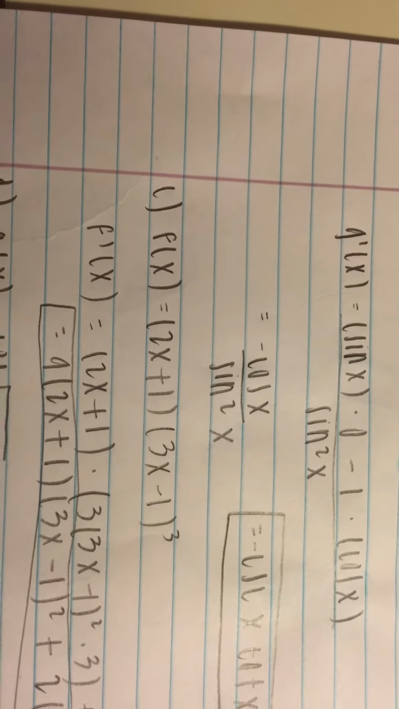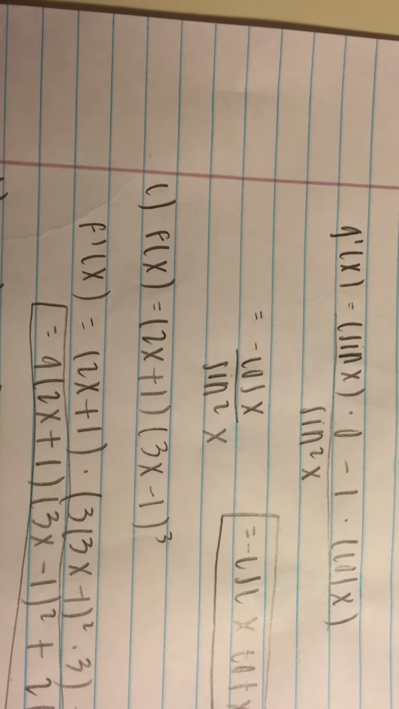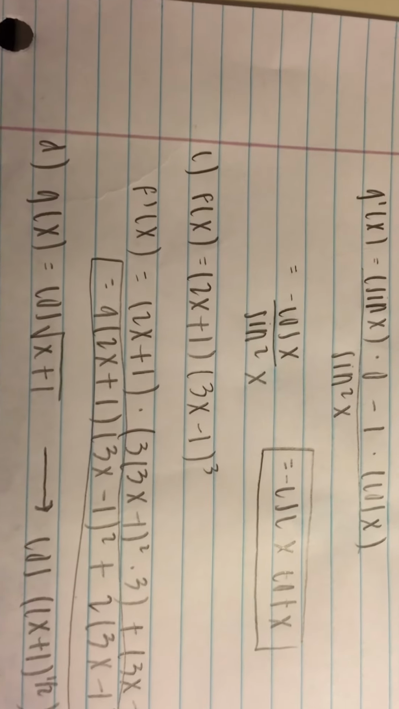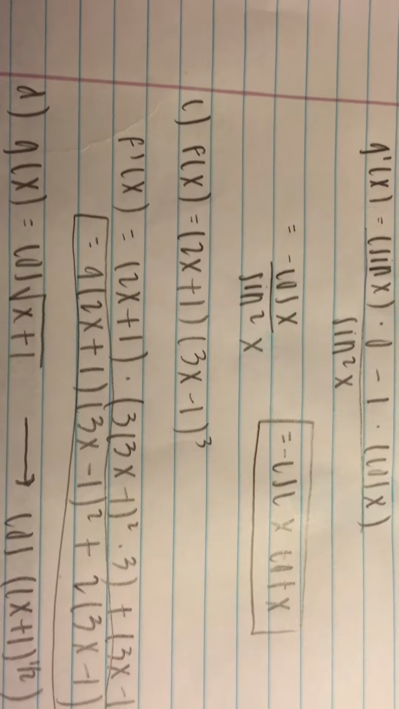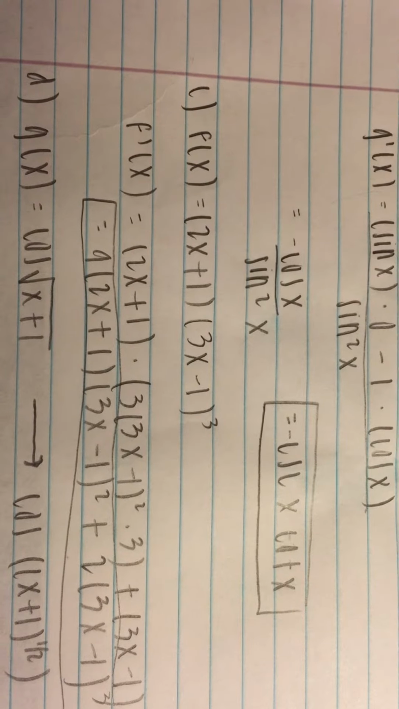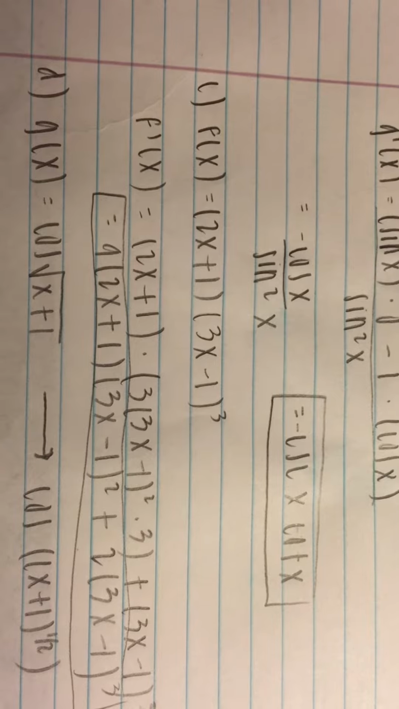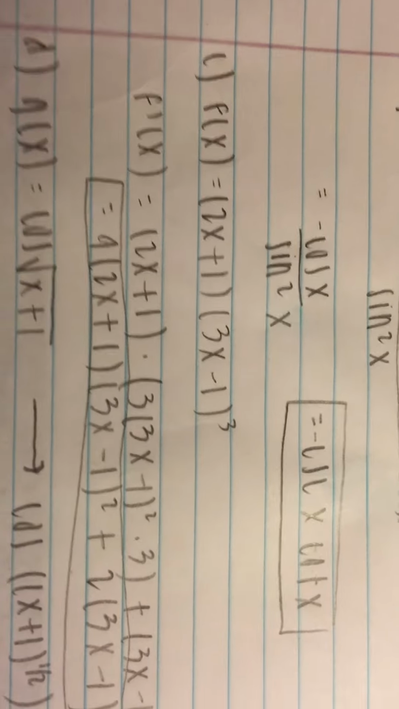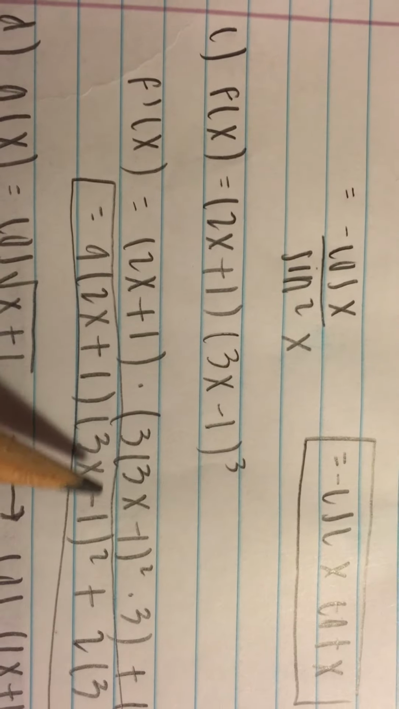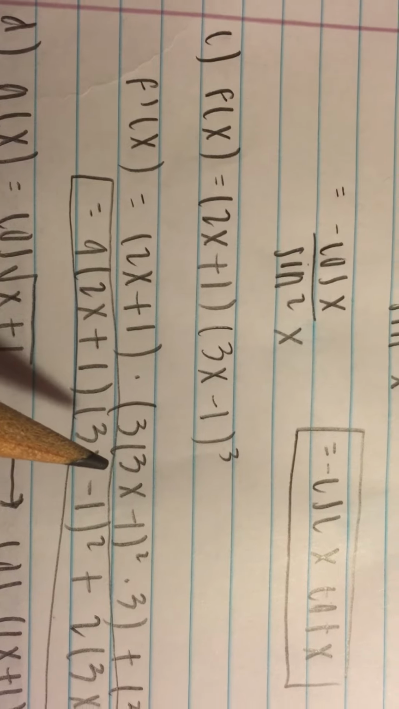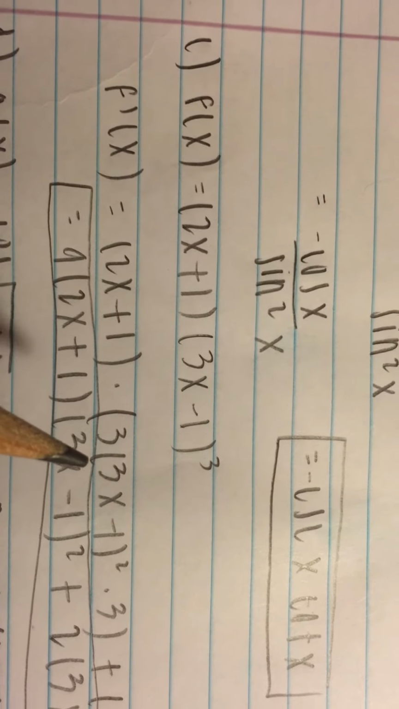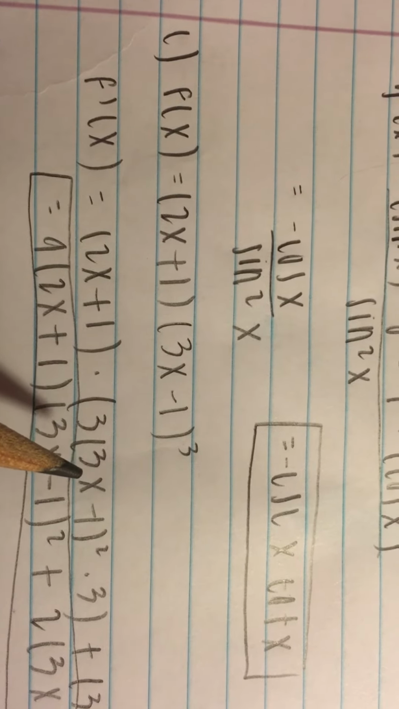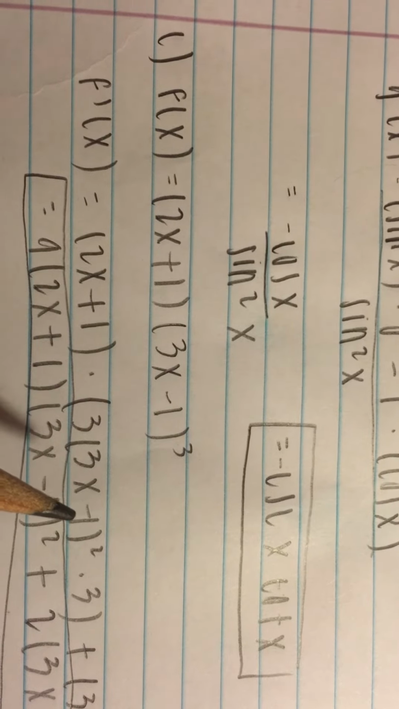Next for C, we are given f of x equals 2x plus 1 times 3x minus 1 to the third power. And to solve this, we're going to use the product rule. And so we're going to take the first, 2x plus 1, times the derivative of the second. So the derivative of 3x minus 1 to the third power is 3 times 3x minus 1 squared. And now we see that there is a function within a function. So this is the outside function and this is the inside function. So we have to find the derivative of the inside function by using the chain rule. And so the derivative of 3x minus 1 is 3.